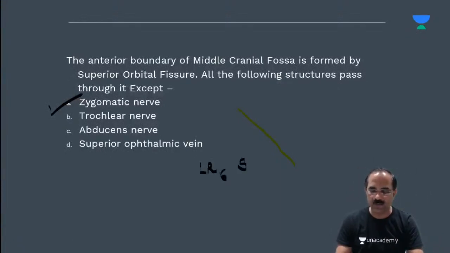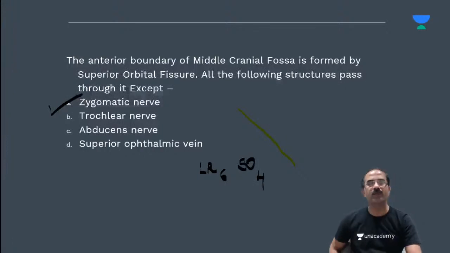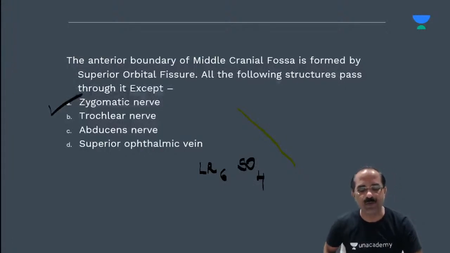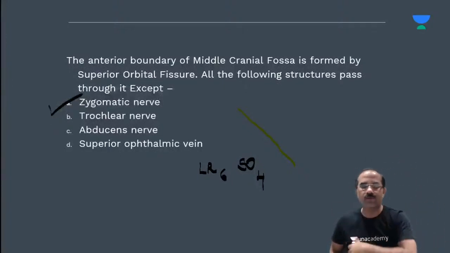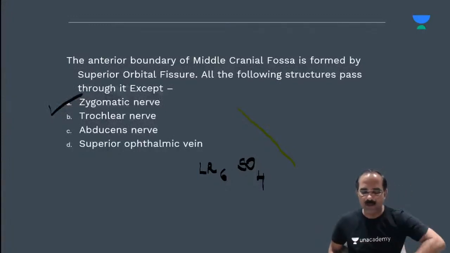All the extraocular muscles are supplied by third nerve, oculomotor nerve, except LR, lateral rectus, which is supplied by sixth nerve, and the superior oblique, which is supplied by fourth nerve. Lateral rectus and superior oblique. Clear? Fine. Okay, students.